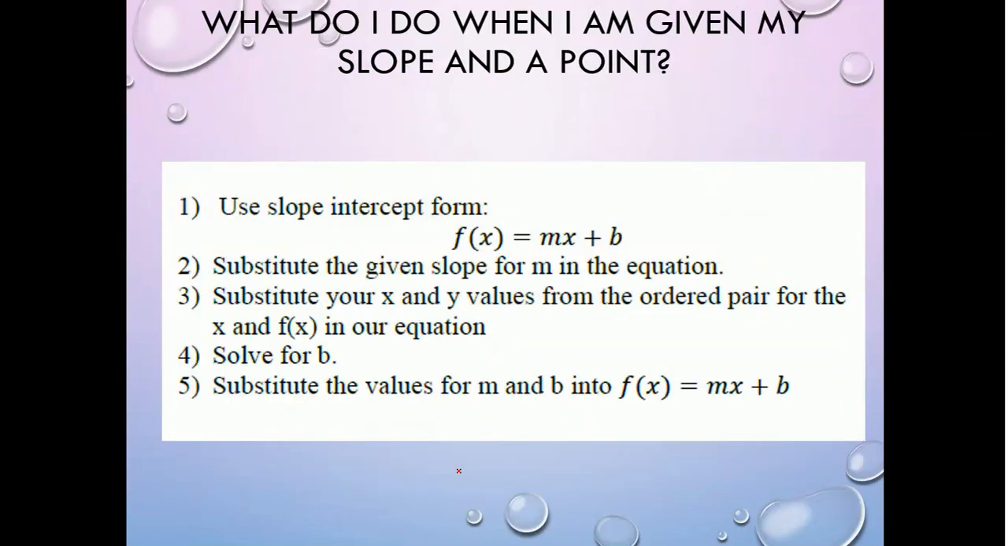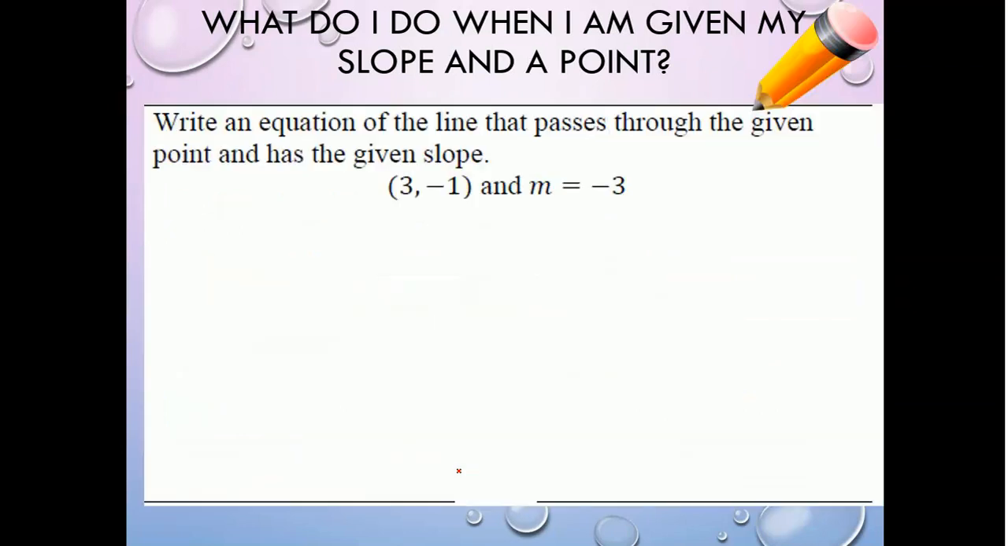Now, what are you going to do if you're given a slope and just a point on the line? You're still going to use slope-intercept form, f of x equals mx plus b, and then you're going to substitute the given slope for the m in the equation, because you're going to be having the slope. Then you're going to substitute the x and y values from the ordered pair for the x and the f of x in the equation. Then we're going to solve for b, and then we're going to plug in the m and the b into our original form. Sounds a little confusing, but let's do a little bit here.